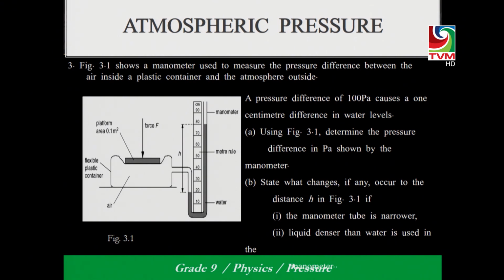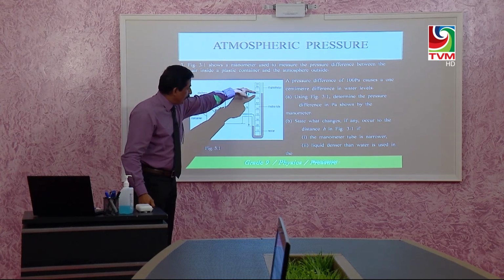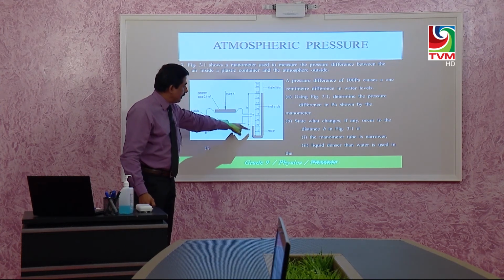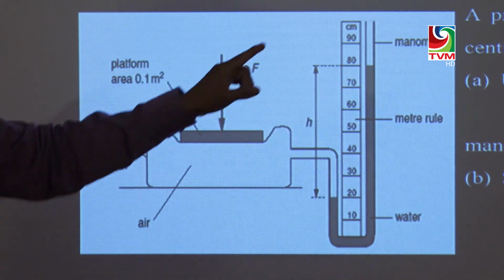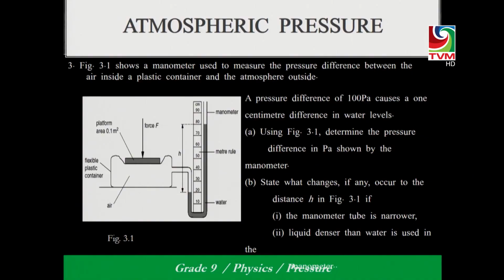So, here the 80 centimeter mark, one level 20. What is the difference in height? 80 minus 20, that is 60 centimeter. You know that 1 centimeter corresponds to 100 Pascal. Therefore, 60 centimeter equals 6000 Pascal. So, the pressure is 6000 Pascal.